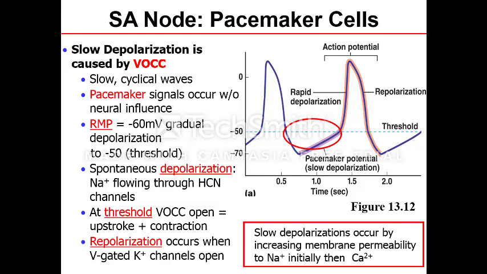Notice the resting membrane potential is at minus 60. Then you have this gradual depolarization up to minus 50. So the threshold is only about 10 millivolts higher than resting. Okay, so you have a short distance to get to threshold. Once we've achieved threshold with sodium, then the voltage-operated calcium channels open, and that's causing this upstroke in this picture, the rising phase, and that'll be followed by muscle contraction. Repolarization occurs when voltage-gated potassium channels open, just like we've seen before.